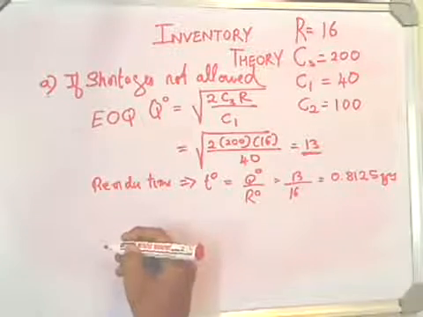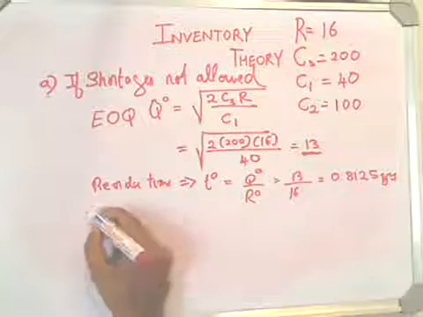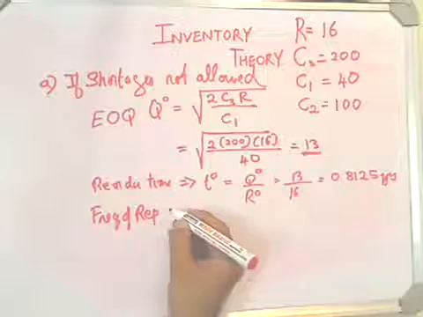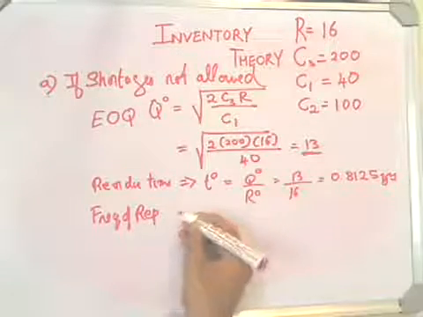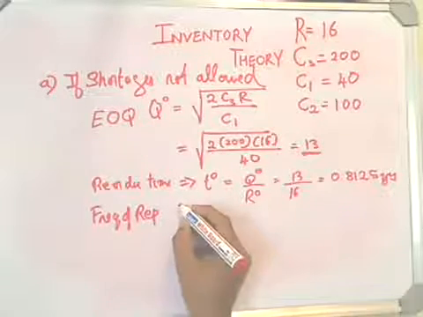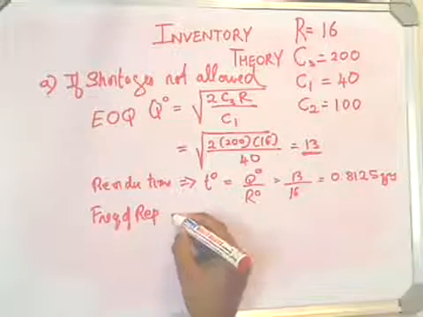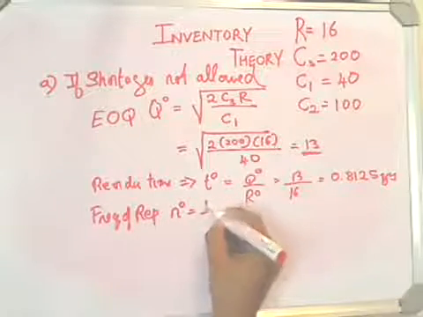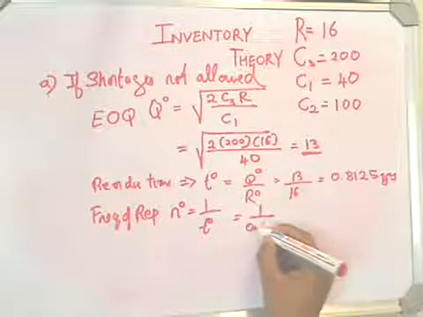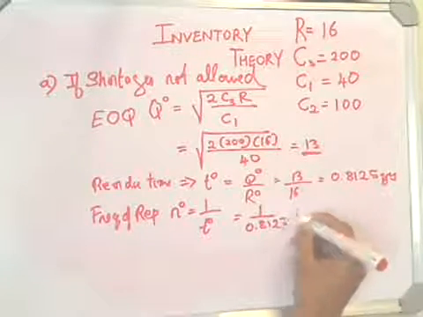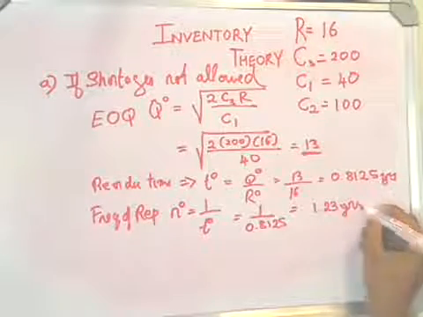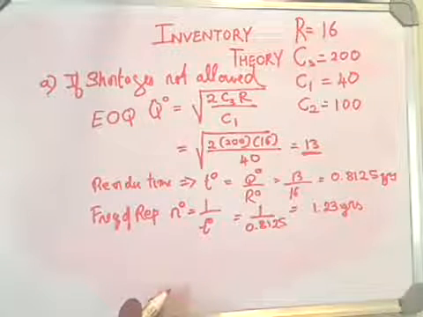The next thing that you have would be frequency of replenishment. Now, this is not really required to calculate, but I'm doing this so that you understand the whole inventory theory formula. Frequency of replenishment is given as N naught. N naught is equal to 1 divided by T naught, which is 1 divided by 0.8125, which comes to about 1.23 years, which means you'd be restocking your inventory every 1.23 years.